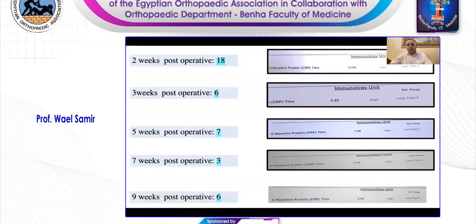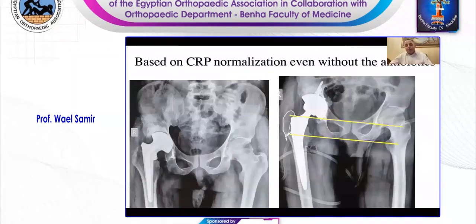Two weeks post-operative, after the second debridement, the CRP was 18. At 3 weeks post-operative it was 6.7. So it was maintained at the normal level till 9 weeks post-operative. The last 3 weeks were without use of antibiotics, what is called the antibiotic holiday, before the third stage, which will be the definite total hip replacement.